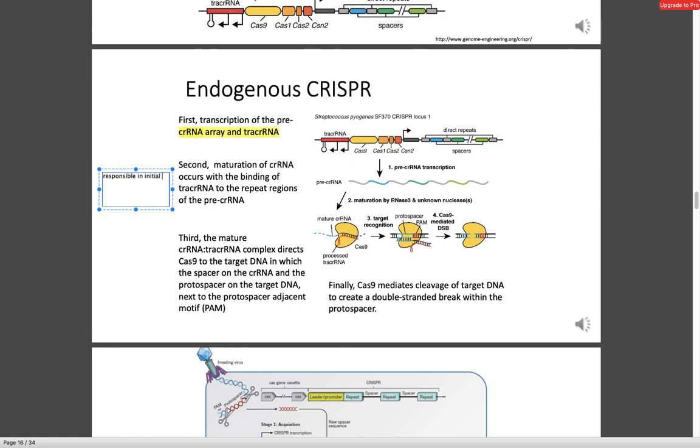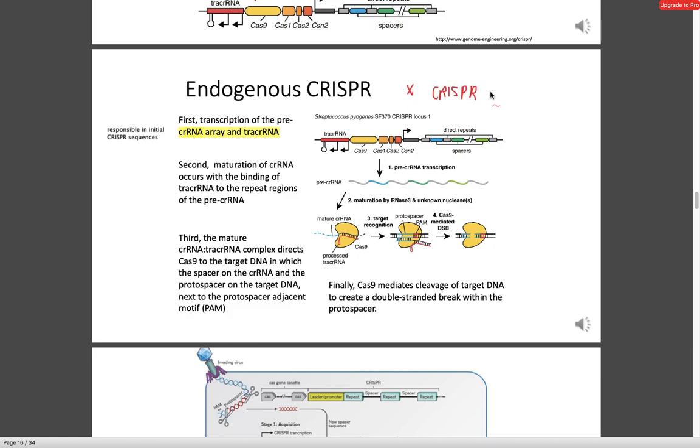Alright, so this is the transcription of the RNA, and then this is the other side. So this is the pre-cRNA transcription, meaning that the presence of the sequence of Cas9 here. So what happens is that maturation of cRNA occurs when the binding of the trans-activating RNA to the repeat region of the pre-cRNA. So basically, this is not the CRISPR process now. This is just to let you know where the location of the CRISPR is and what it does inside its own host. Alright?